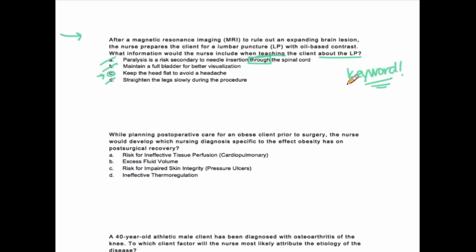Now, again, keyword. This is our prime keyword example. You should have been stuck with A and C if you were just looking at this question right off the bat. But by really reading it carefully, you'd have seen that A was wrong just based off of that word, through.